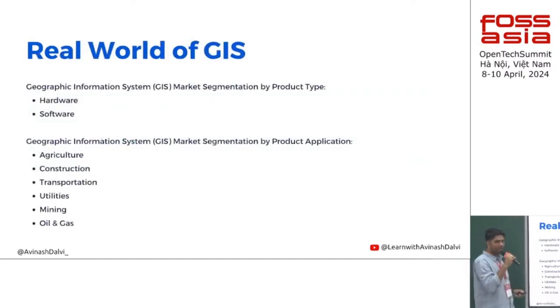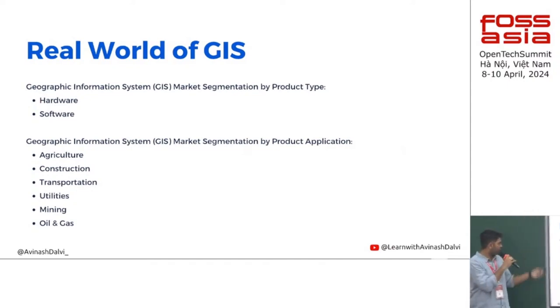Now there are real-world uses of GIS. I will quickly walk through where exactly it is being used. GIS is used in both the hardware and software industries, not only the software industry. Along with that, different market segments use it, like agriculture, construction, transportation, utilities, mining, oil and gas.